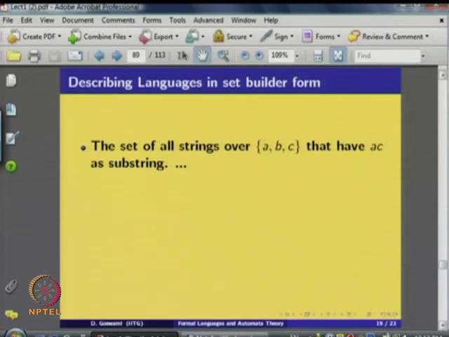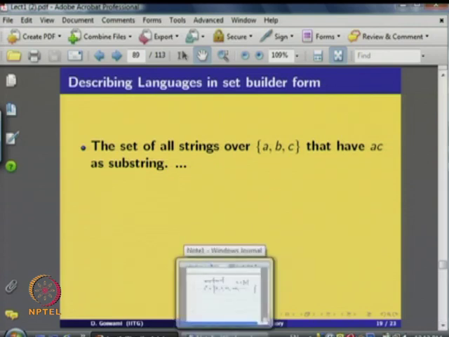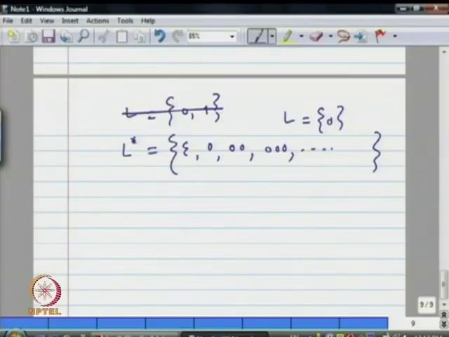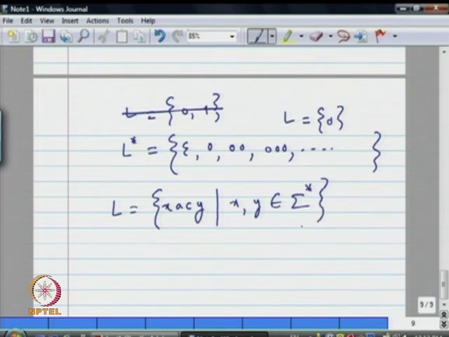Consider the set of all strings over {a, b, c} that have ac as a substring. How do we represent this using set builder form? Any string in this language can be written as x ac y, where x may be any string over {a, b, c}, y may be any string over {a, b, c}, and ac must appear in this string. Therefore, we can represent this language L as L equal to the set of x ac y such that x and y belong to sigma star, where sigma is {a, b, c}. This is a set builder form for the given language.